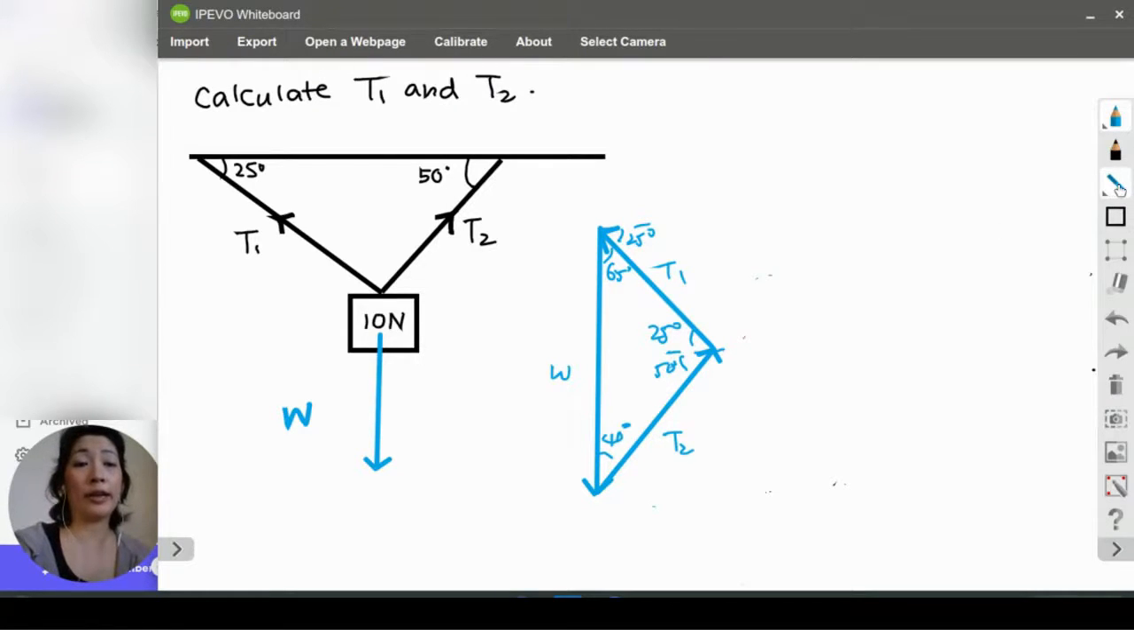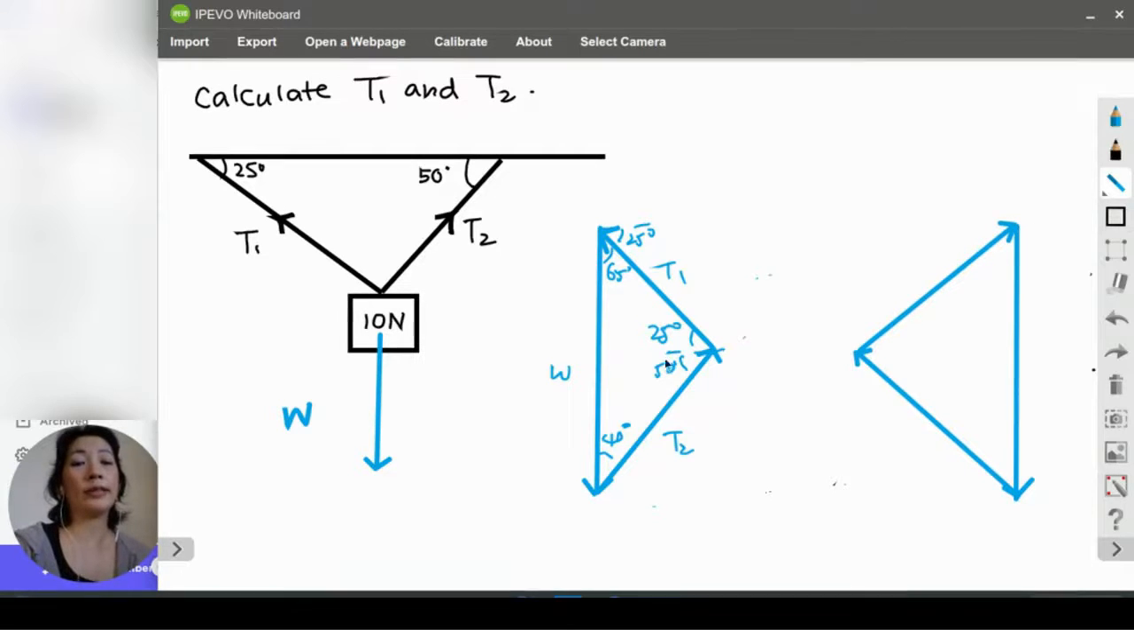Or you could draw it the other way. That means the weight line here is followed by T1, then T2. So whether you use this triangle or this triangle is perfectly fine, because both are correct triangles for this question. Of course, they're slightly different because now T1 is at the bottom and T2 is on top, which means the angles are of course a little bit different.